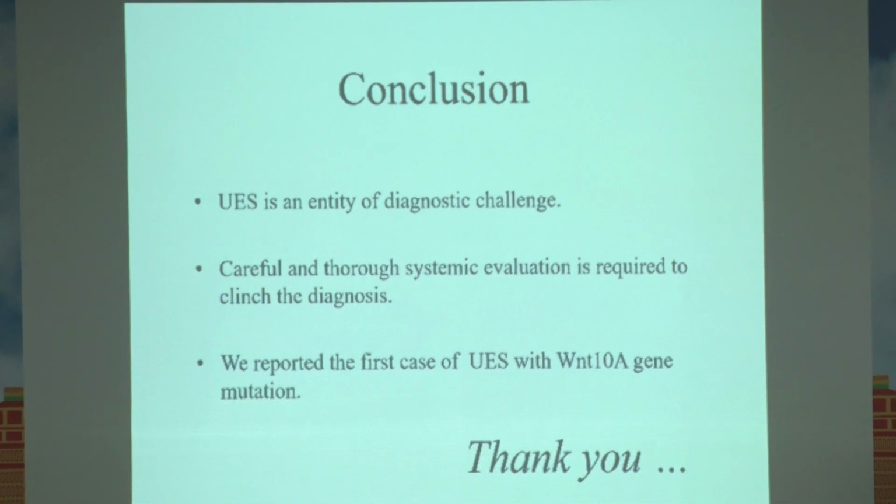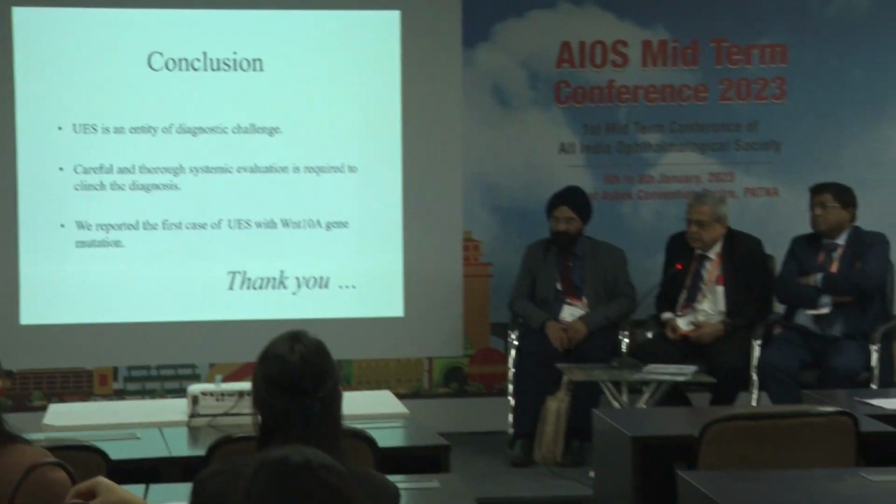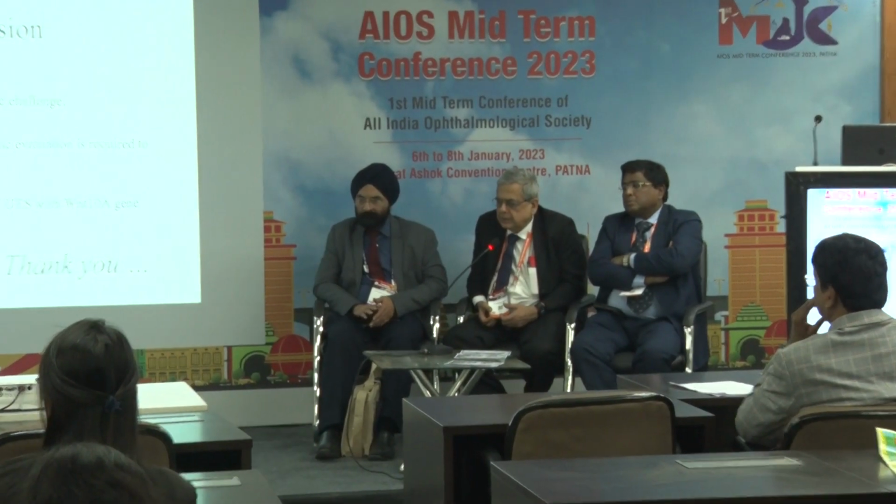What are the other manifestations of the WNT10A gene? Systemically, it has issues with the ectodermal dysplasias, like hair, skin, and dentition. From the ocular side, it has been noted in keratoconus and in retinal diseases like FEVR, familial exudative vitreoretinopathy, and age-related macular degeneration. But it has never been reported in uveitic conditions. Very rare case, yes.